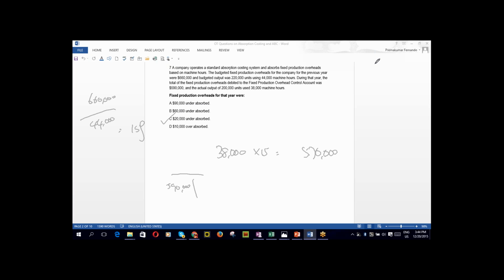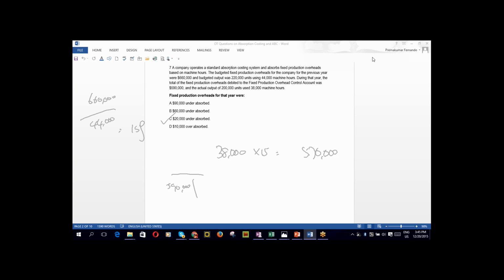This question is confusing, with a lot of extra information which we really don't need. That is the danger, because sometimes I know a lot of students work with the per unit cost, per unit absorption rate, and try to get that and do all those things. It's a mulberry bush journey. You don't need all that.